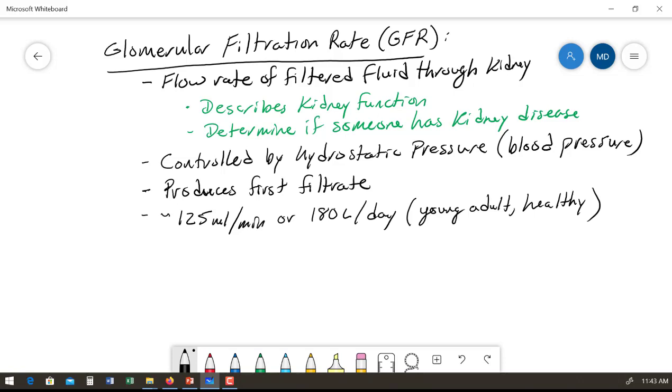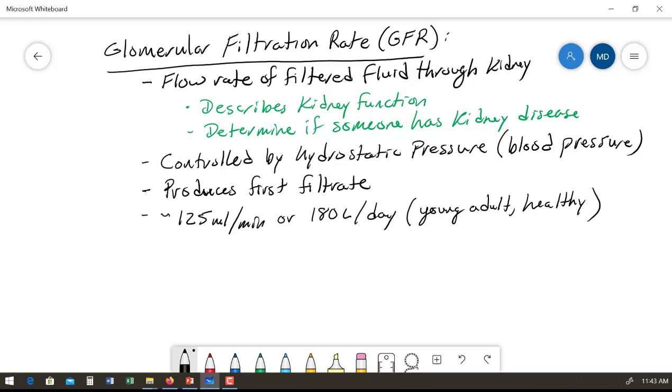Now, that means that you have to recapture that filtrate in order to not desiccate yourself within minutes, or within half an hour. So the thing that I'm saying is that 180 liters of filtrate coming off per day is a huge amount. We have to recapture that and reabsorb it. So the way that you're going to bring that back into your blood is through reabsorption. So there's a huge amount of reabsorption going on in the kidneys all the time.